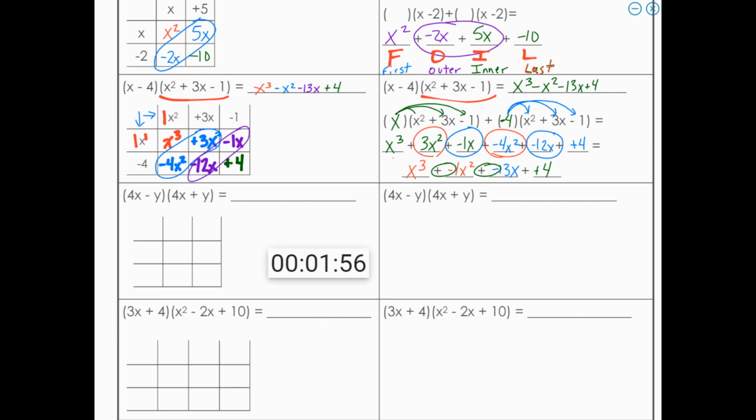Okay. What happens when you multiply two variables? So what happens when you multiply an x times a y? You get an xy. They don't square. Okay, so do this problem.